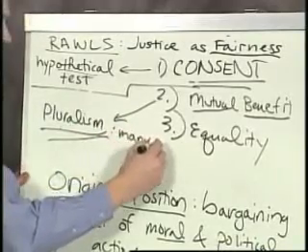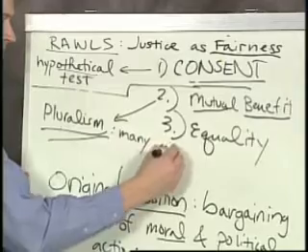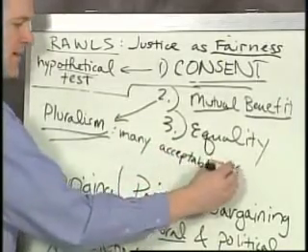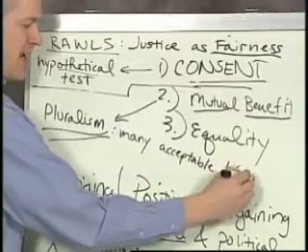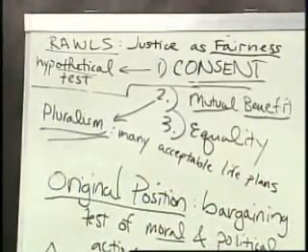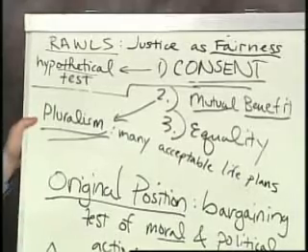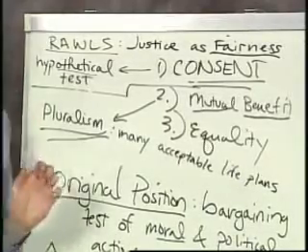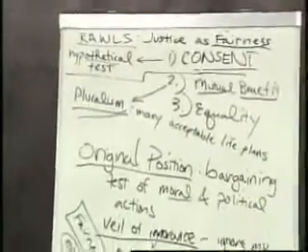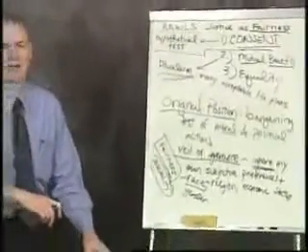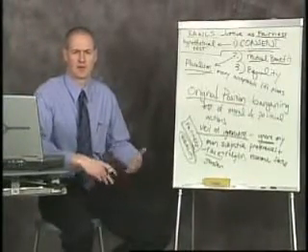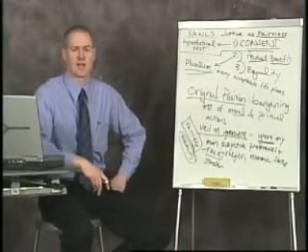Rawls believes that there are many acceptable lifestyles or life plans, and that we have to accept that reasonable people can disagree on what the best life is. So some people will include being a part of a religious community as part of their life plan, right?